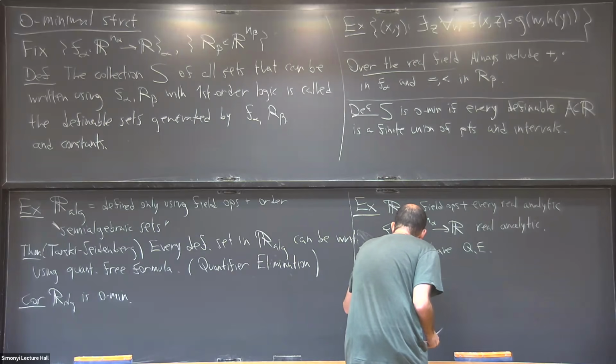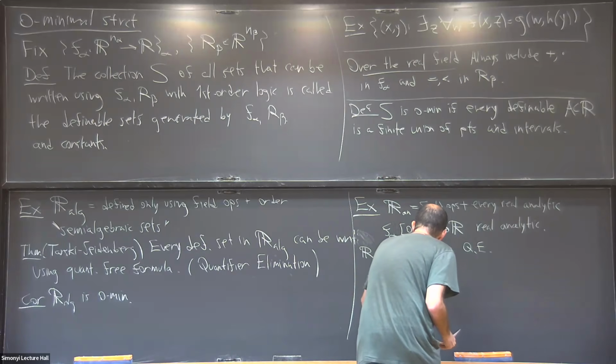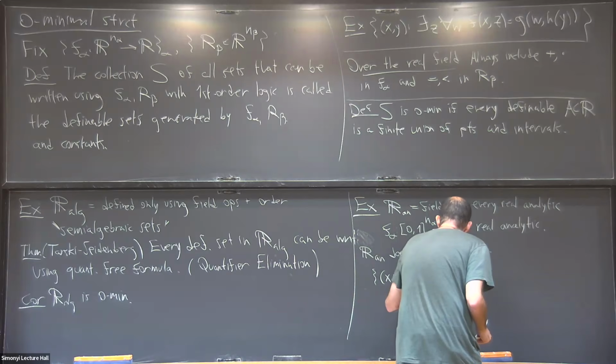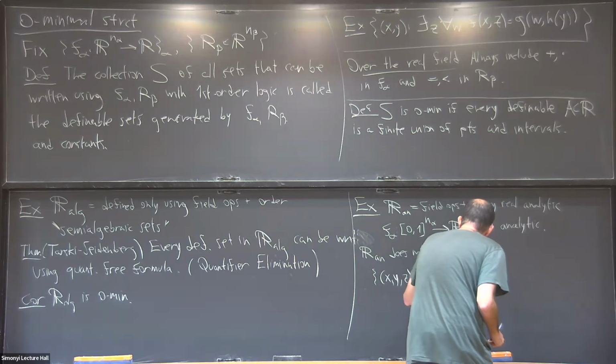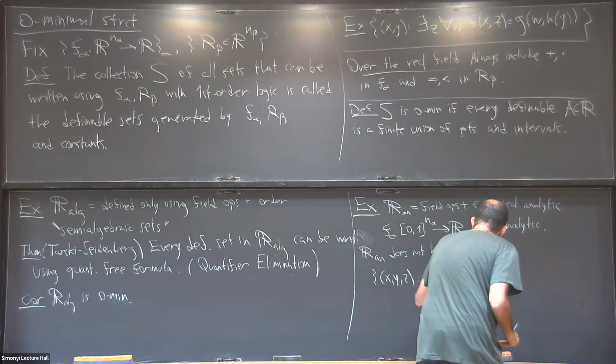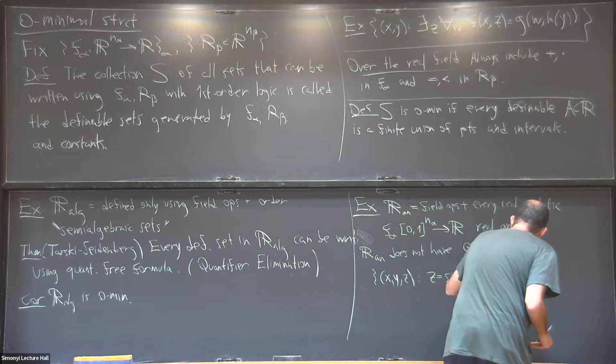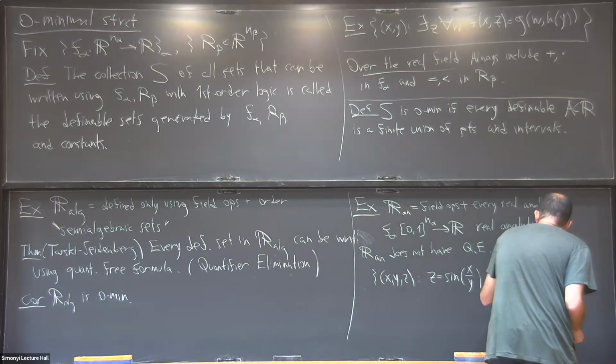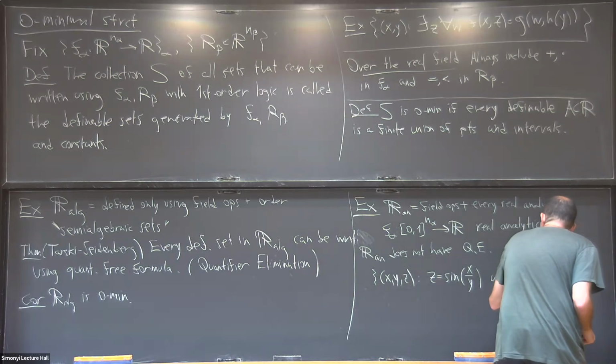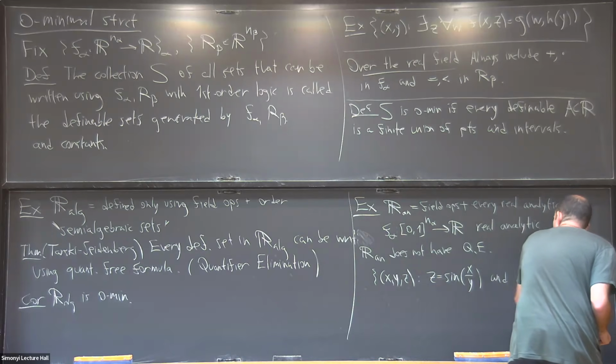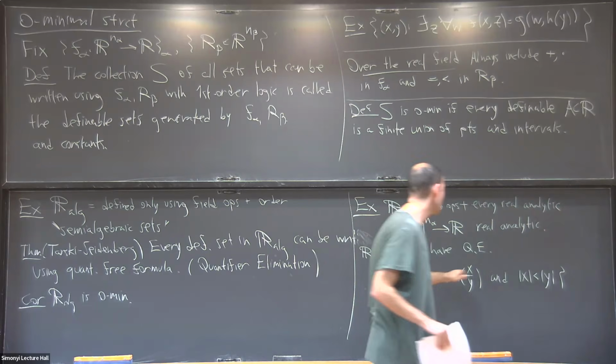A nice example for this is a set as follows. Let's say I take x, y, and z such that z is equal to sine of x over y, and let's say x is smaller than y. Okay, so I'm going to take a graph like this.